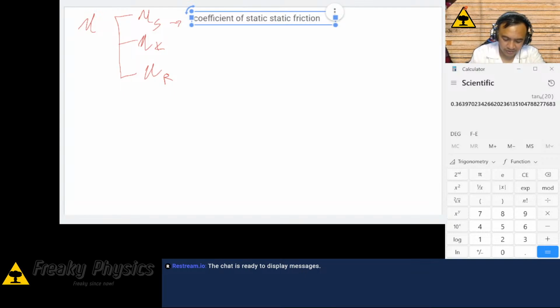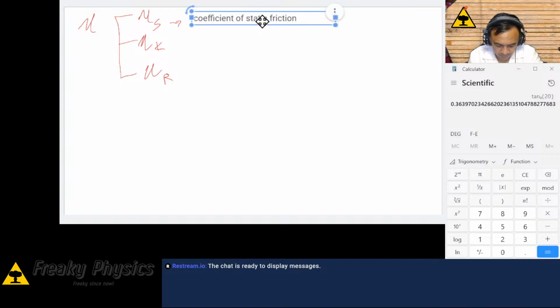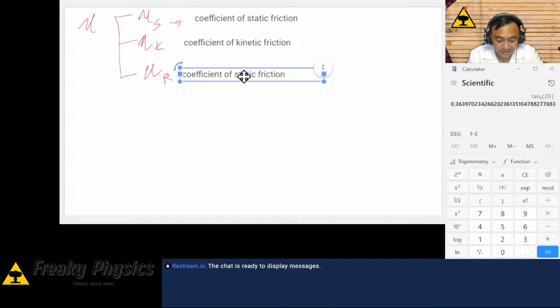I did static twice. Hold on. That's the coefficient of static friction. The second one, mu k, is the coefficient of kinetic friction. And the last one is the coefficient of rolling friction.